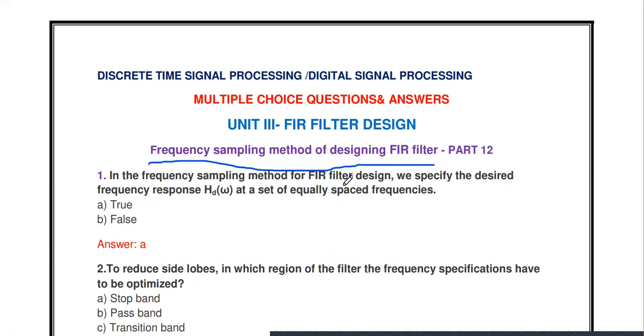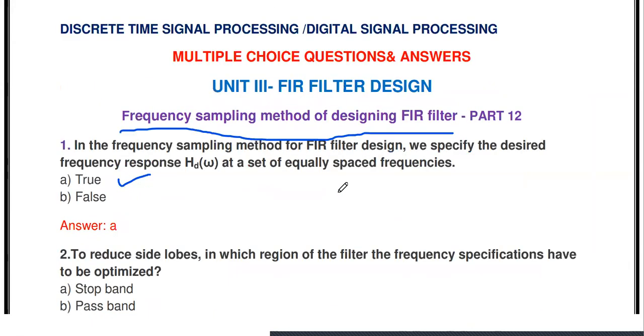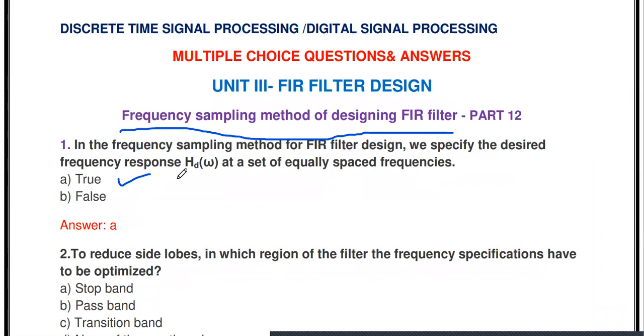In the frequency sampling method for FIR filter design, we specify the desired frequency response Hd of omega at a set of equally spaced frequencies. True or false? It's true. In the frequency sampling method of designing FIR filter, we specify the desired frequency response at a set of equally spaced frequencies. So this statement is true.